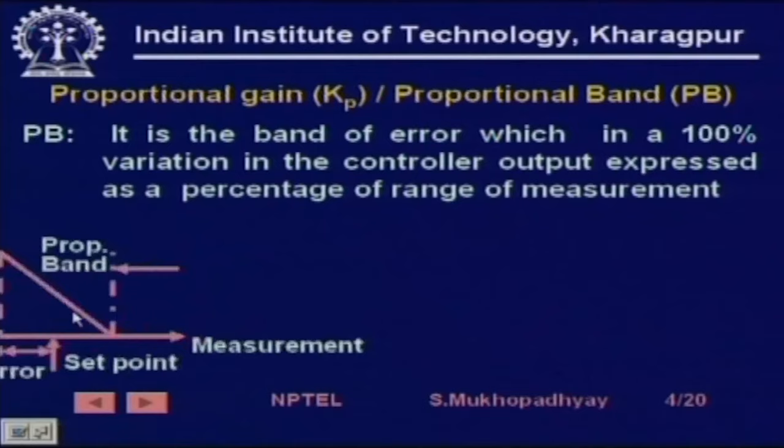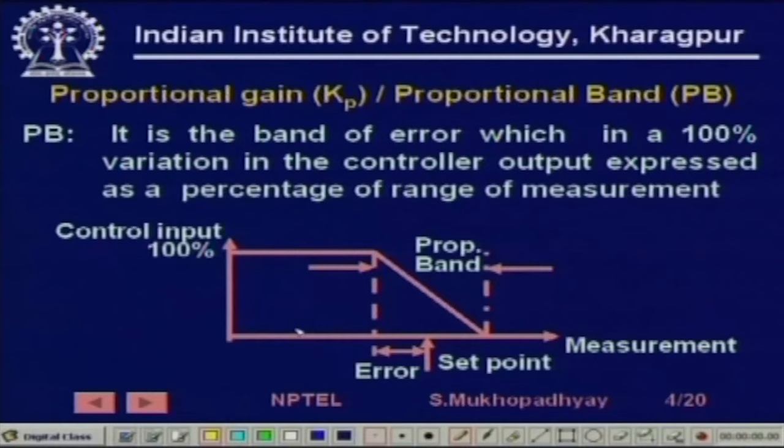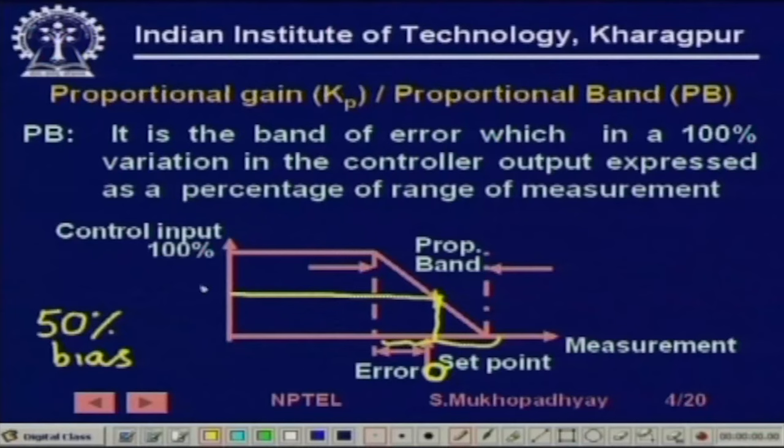Looking at this diagram will clarify matters further. Here, look at the controller input, and suppose this is the set point. Currently the set point is set here. The measurement or the output could be anywhere in this zone, so it will cause various kinds of error. If you use a proportional band, then as the error increases, the output will increase. In this case, the proportional controller actually has a 50% bias, which means that when the error is 0, there is still a 50% output of the controller.